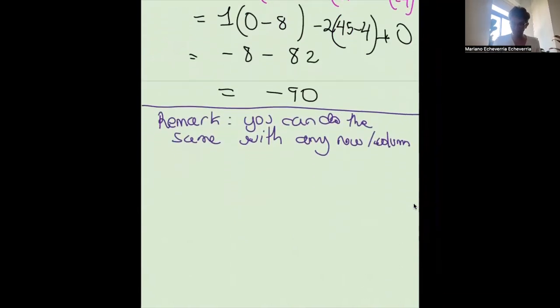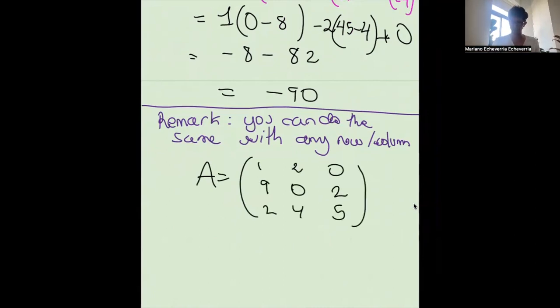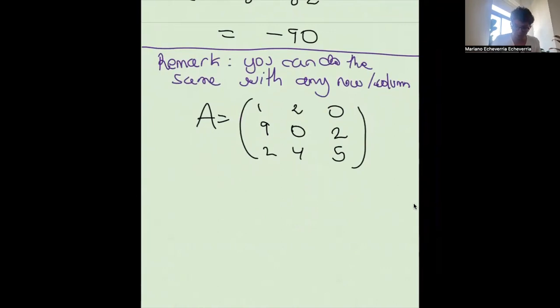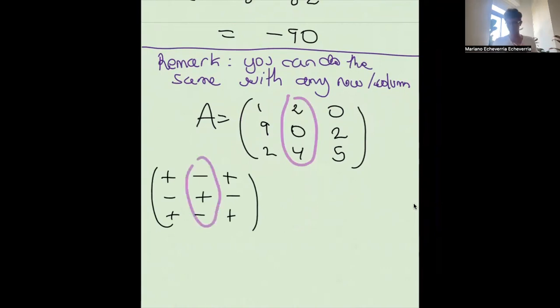So for example, let me repeat the matrix. The matrix was 1, 2, 0, 9, 0, 2, 2, 4, 5, right? So before I chose the first row, but now, for example, you could choose the second column. I'm going to choose the second column because there's at least a 0 there. And as you may have seen, having zeros is useful because it avoids computing at least a determinant. So I'm still going to write the matrix of signs, but now I'm going to do it using the second column.